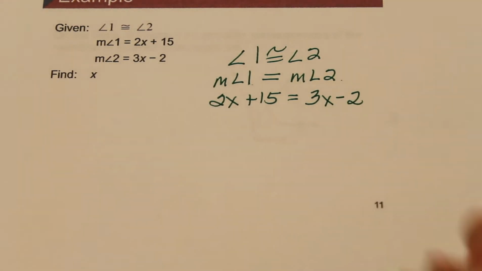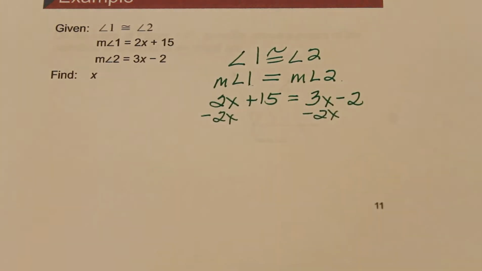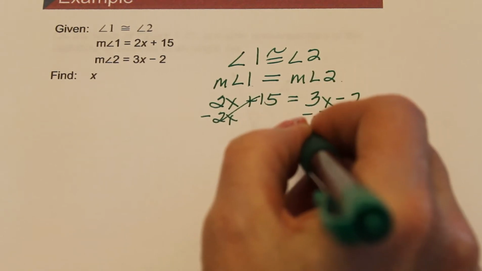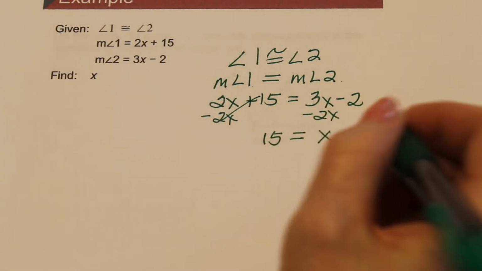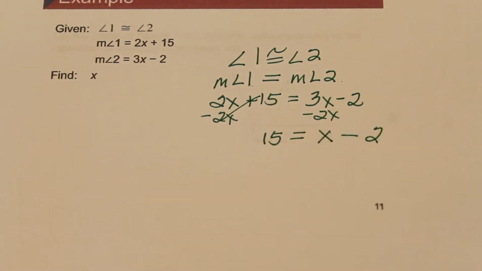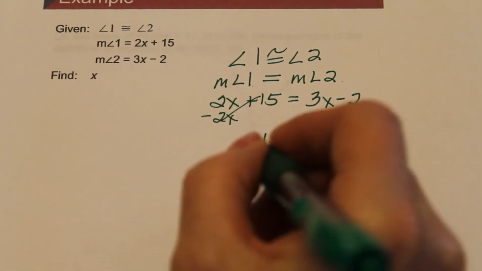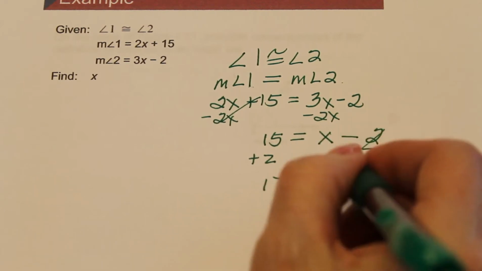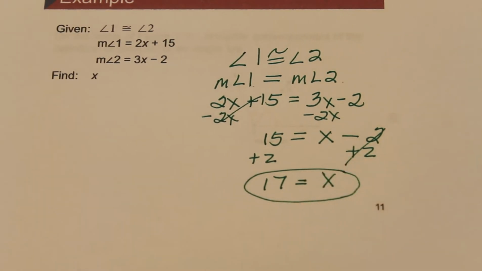So I want to get all the x's on one side of the equal sign, so I'll subtract 2x from both sides. They'll cancel. I bring down the 15, bring down the equals. 3x minus 2x is 1x. Bring down your minus and bring down your 2. Now I want to get x by itself, so I'm going to add 2 to both sides. Bring down the equals, bring down the x, and they cancel. So I've just solved for x. X equals 17.